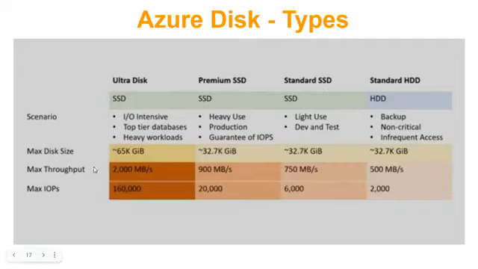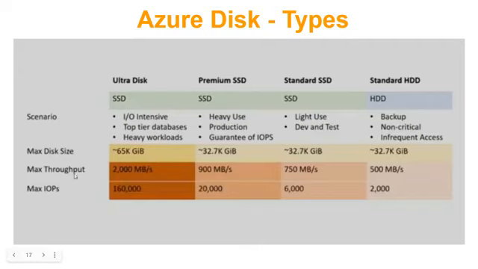Now the maximum disk size. Here you have up to 65,000 GB for ultra disk. Premium SSD provides 32,000 GB, and standard SSD also provides 32,000 GB, and HDD also provides approximately 32.7 TB. In the maximum disk size, only ultra disk is varying.